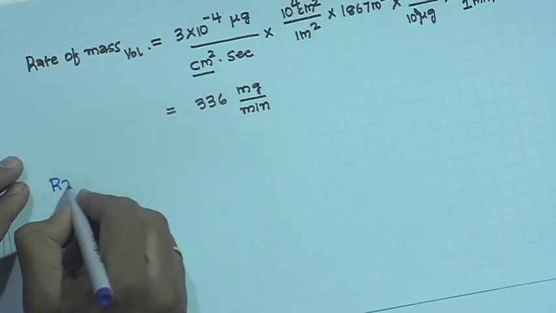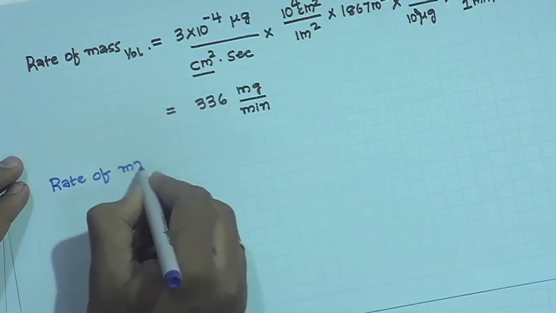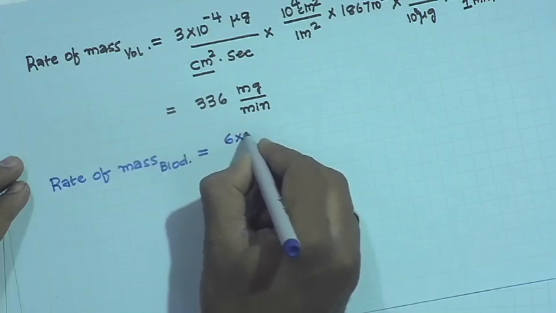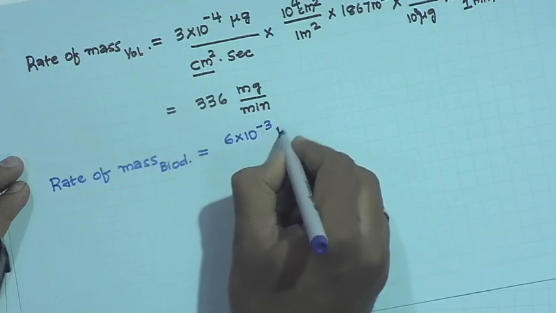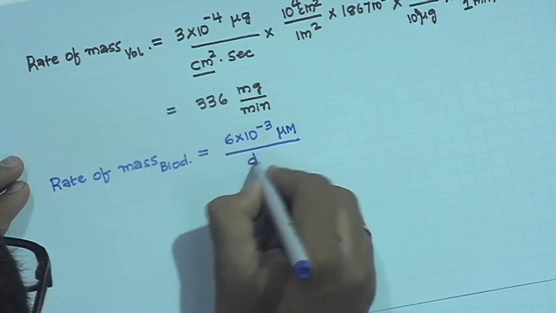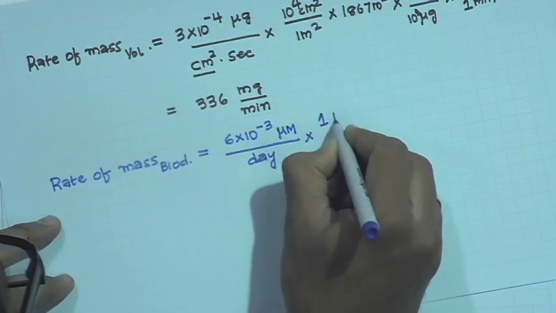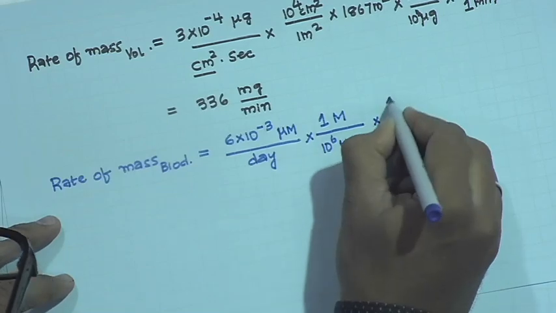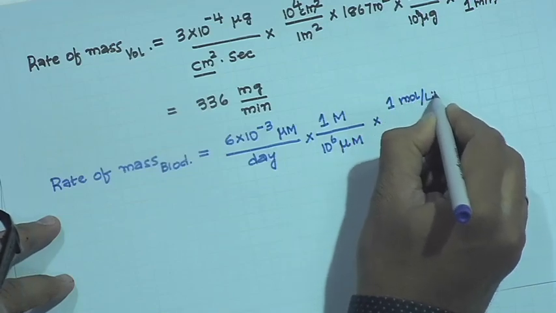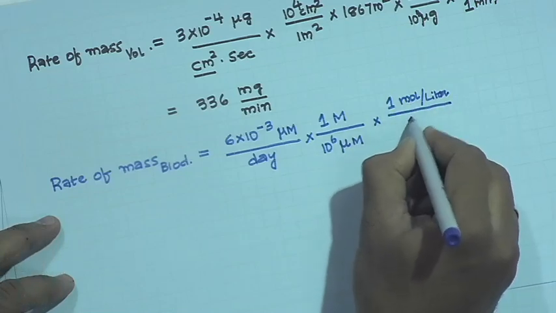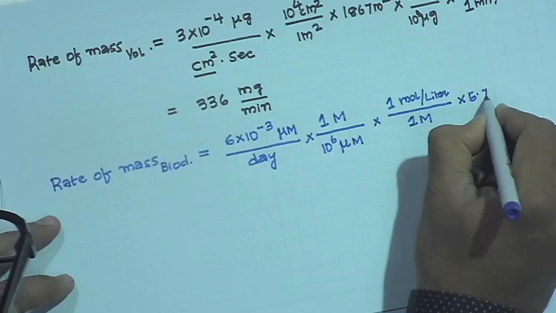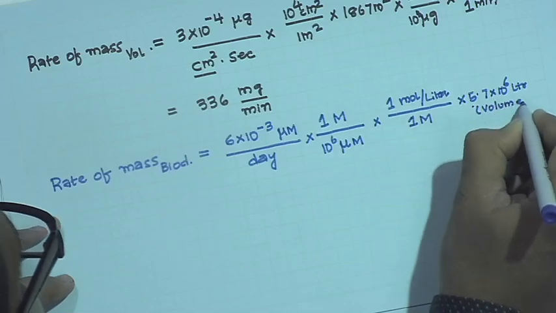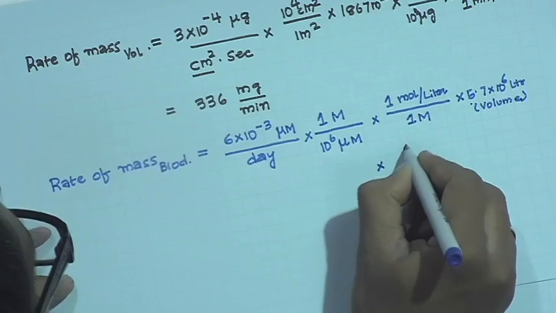And now we will calculate the rate of mass due to biodegradation. The value that has been given for biodegradation is 6 into 10 to the power of minus 3 micromolar per day. So now 1 molar is equivalent to 10 to the power of 6 micromolar, which is equivalent to 1 mole per liter, and multiplied by 5.7 into 10 to the power of 6 liters. This is the volume of the lake we are taking, and then multiplied by 1 day.